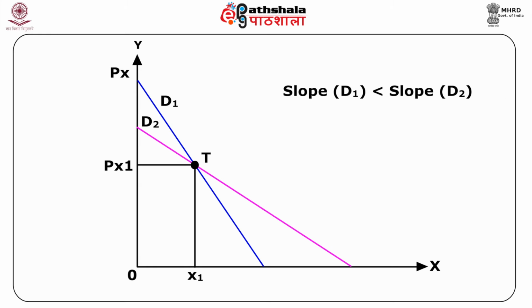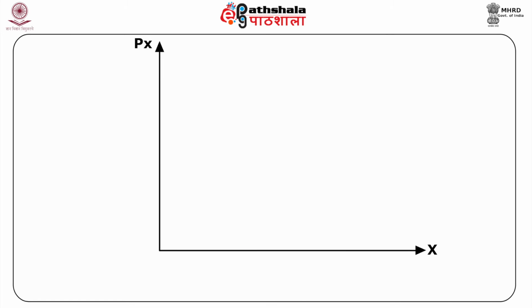Since slope of D1 is less than slope of D2, therefore the elasticity of demand curve 1 is less than elasticity of 2. Hence, the flatter curve has a greater elasticity of demand at the point of intersection. Now let's compare the elasticity of two parallel demand curves.